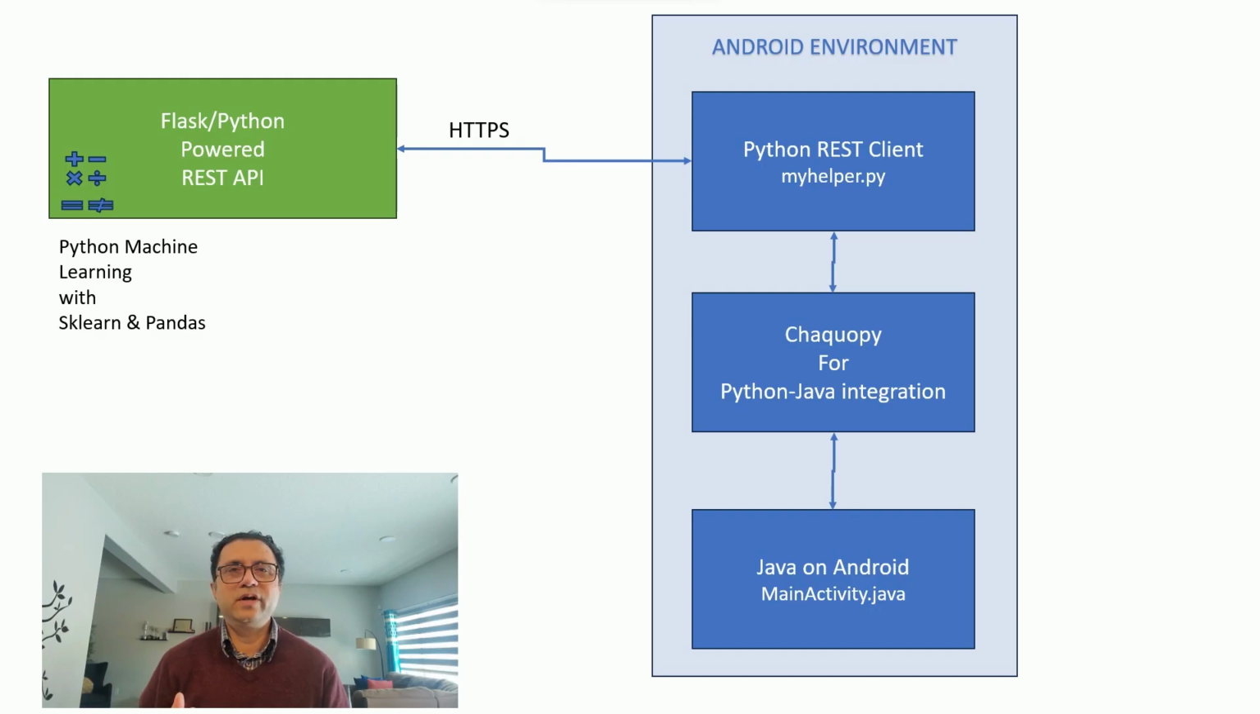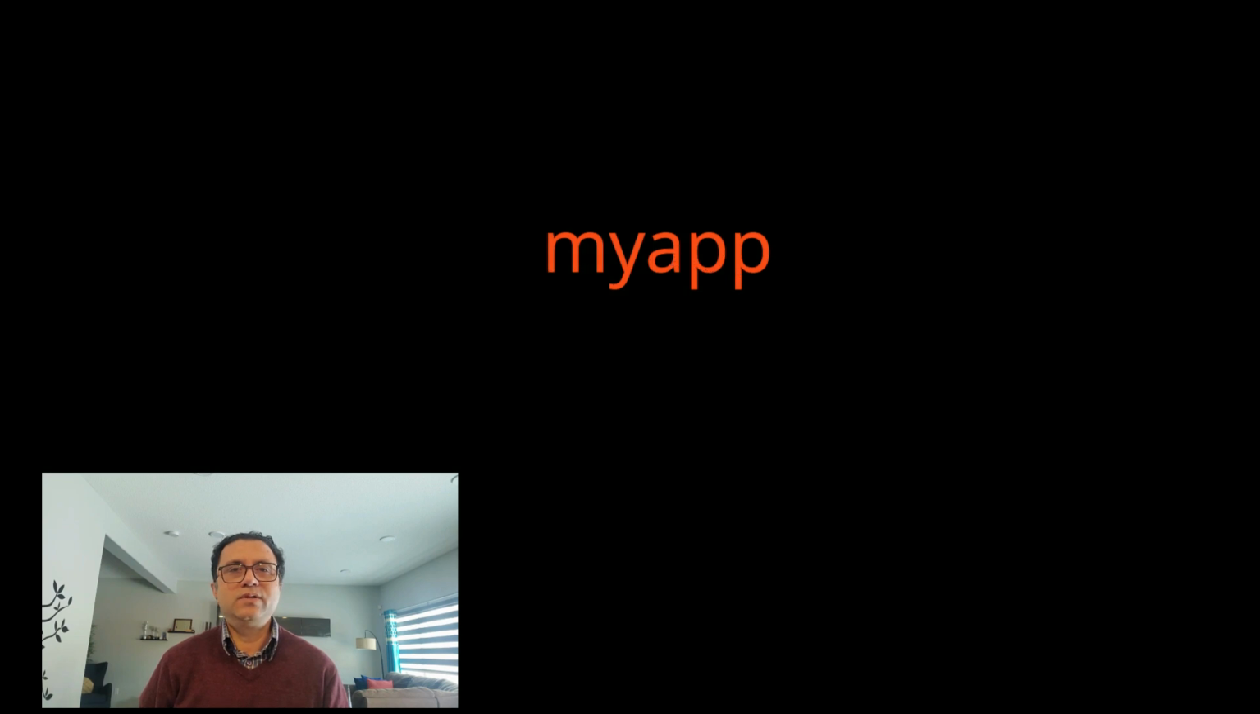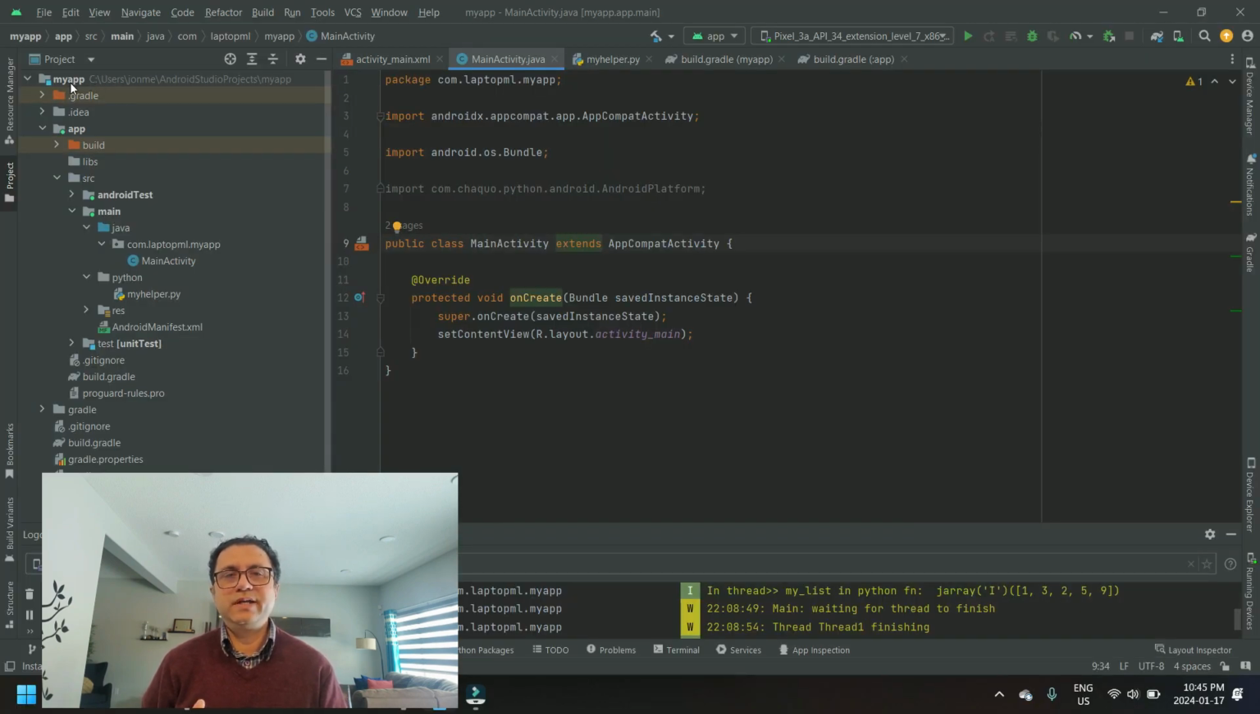So for the Android frontend, I'm going to use a project I created previously. I called it My App. If you want to see the details of how to create the app, please watch this video. But anyway, I'm just going to reuse some of the code that I created there.